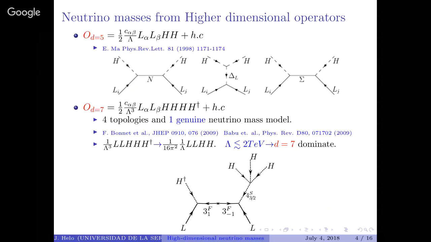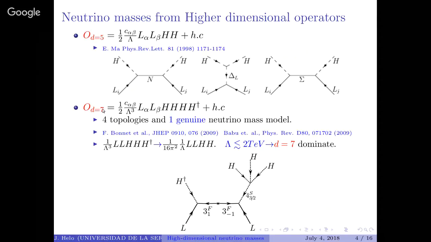The dimension 5 Weinberg operator can be generated at tree level in exactly 3 different ways, which correspond to the 3 types of seesaw mechanisms: type 1, type 2, and type 3. These 3 different models share the same diagram topology. So, for dimension 5 operators, we have 1 possible topology and 3 different possible models, as discussed in this paper by Ernest Ma.